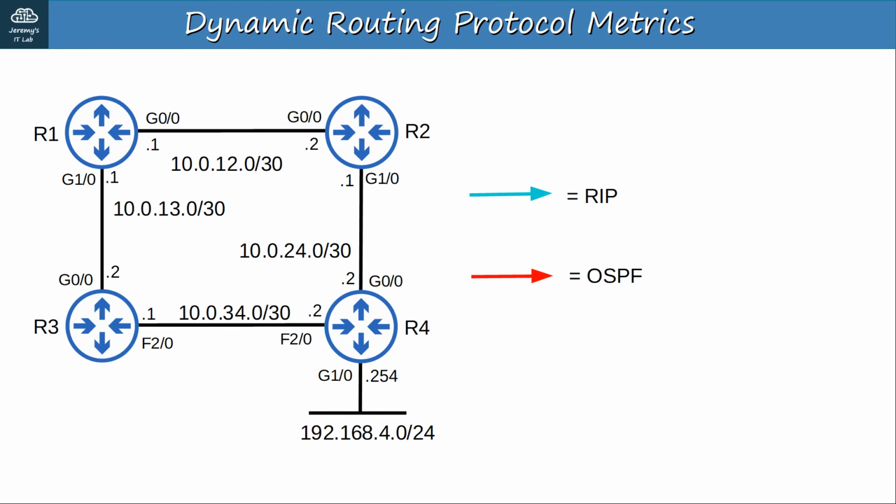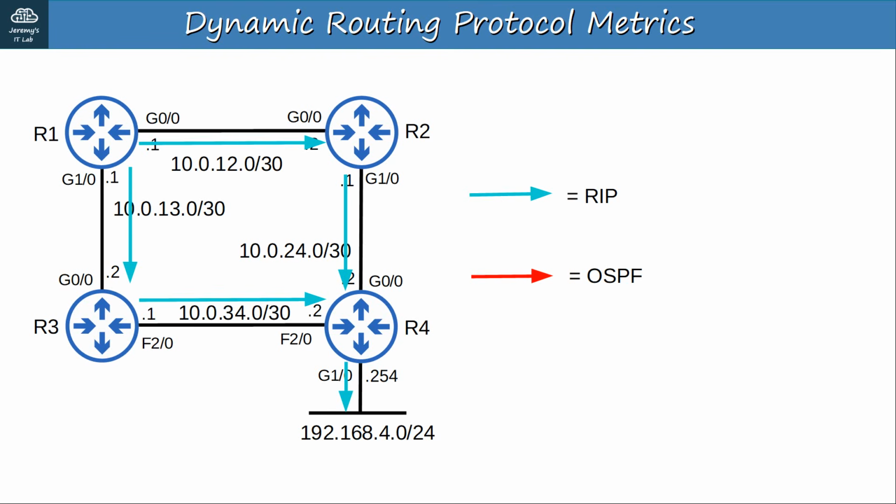One hop to R3, one hop to R4, even though the connection from R3 to R4 is a slower, Fast Ethernet connection. So both routes will be put into R1's route table, and R1 will load balance traffic using both routes, even though one route is slower. However, if OSPF is used instead of RIP, which path will be used?